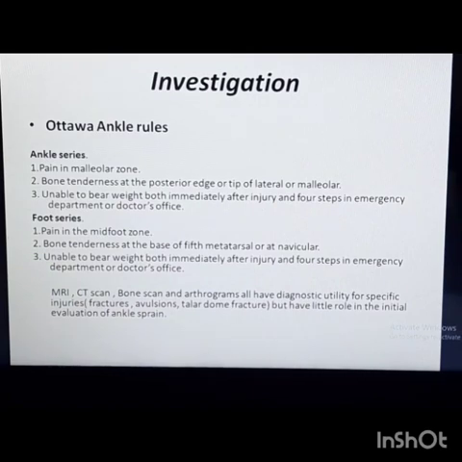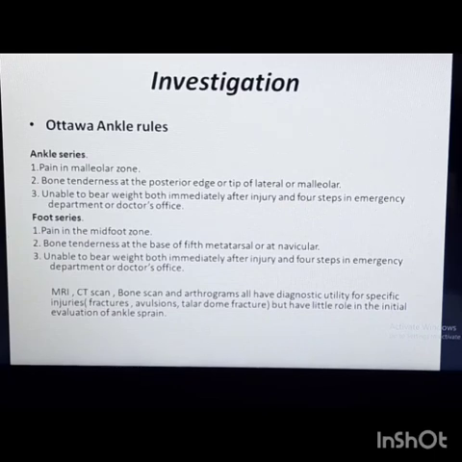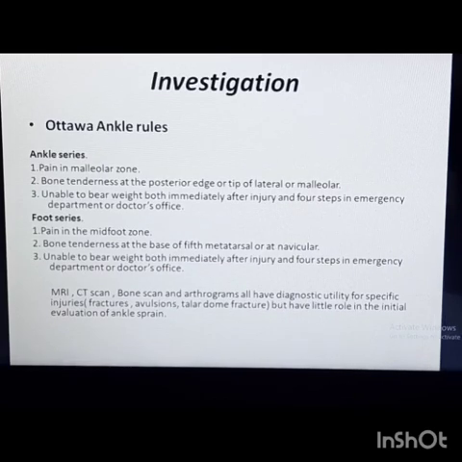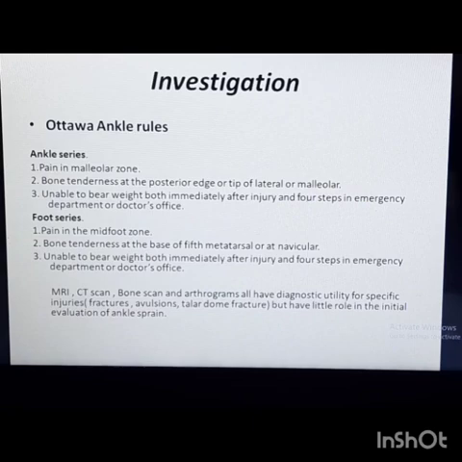Now, Ottawa ankle rules. What are the Ottawa ankle rules? These are the conditions under which you are supposed to go for an X-ray of the ankle or foot. Pain in the malleolar zone, with bony tenderness at the posterior edge or tip of the medial or lateral malleolus; and being unable to bear weight immediately after the injury and for 4 steps in the emergency department or doctor's office. These are the 3 rules which tell you that yes, you can go for an X-ray.